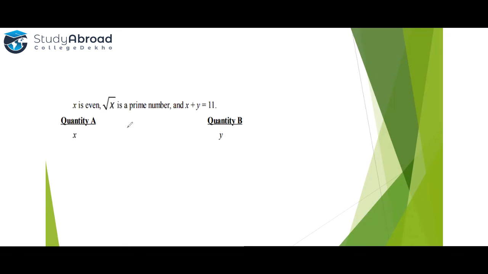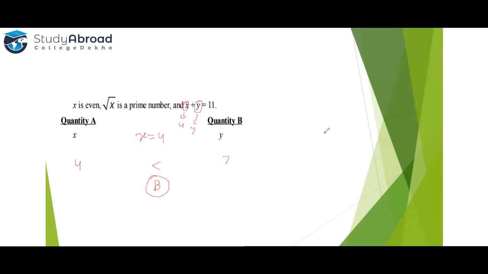X will be only 4, right? Because the only even prime number is 2, right? There is no other even prime number. If the only even prime number is 2, then in that case x has to be 4. So if x is 4, what will be y? Y will be 7. So this is 7, this is 4. Which is correct? So answer choice B is correct directly in this case.